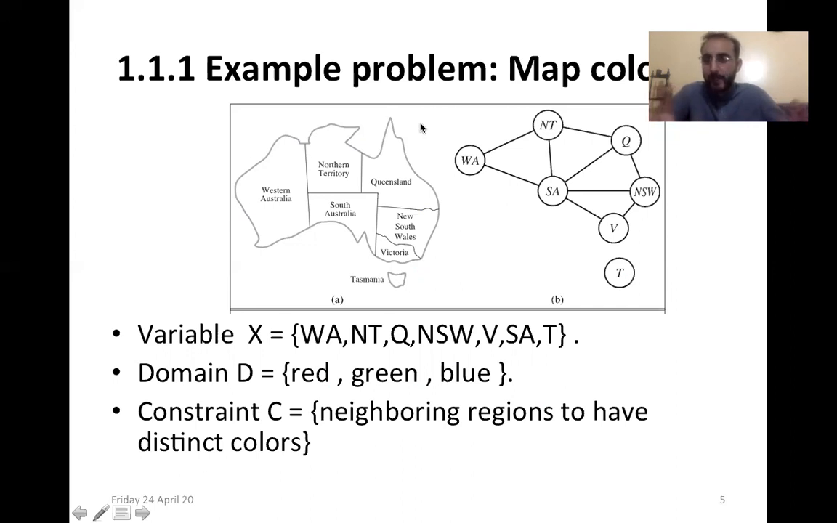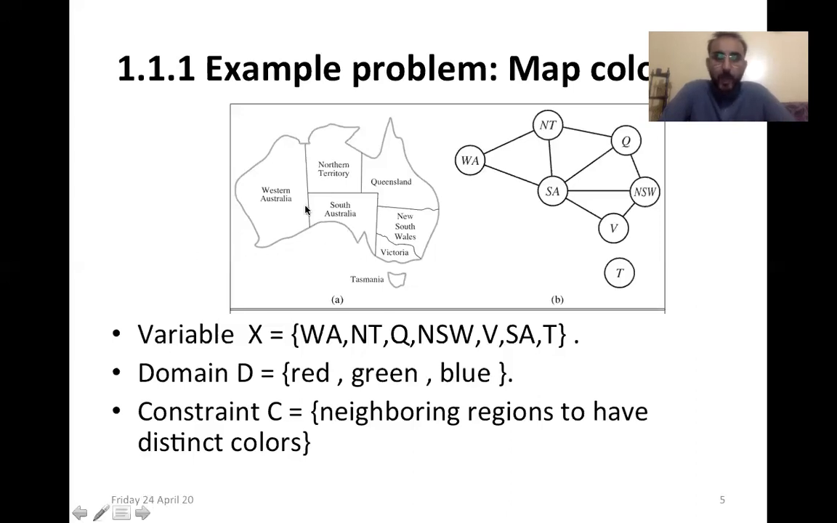are variables then. So we have to define the set of variables as Western Australia, Northern Territory, Queensland, New South Wales, Victoria, South Australia, Tasmania. So this is the set available to us to solve this problem of CSP.